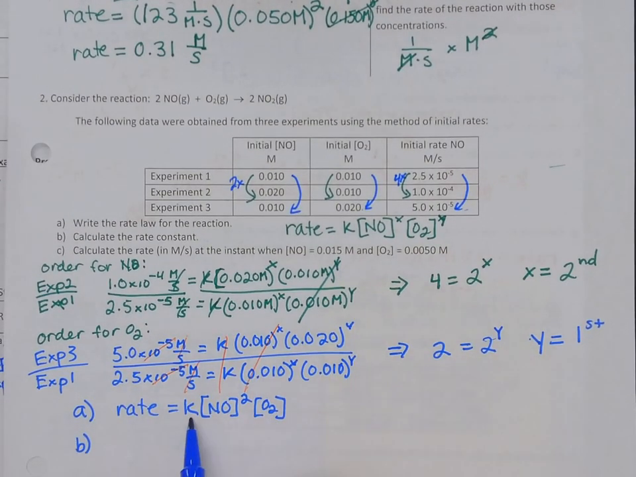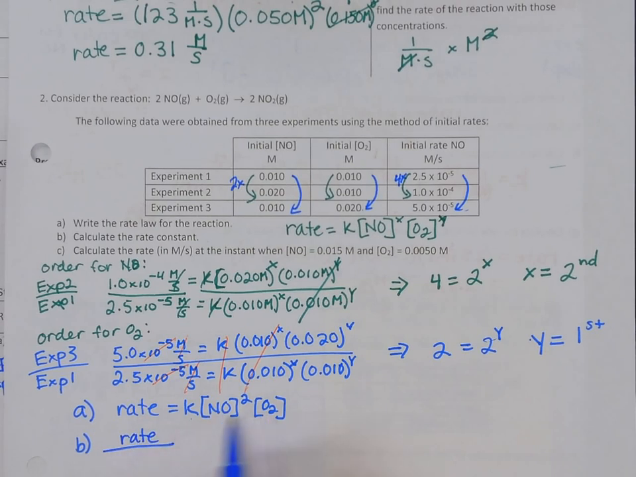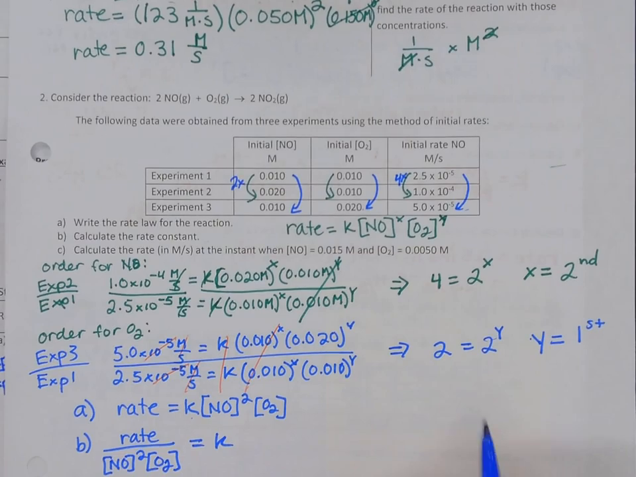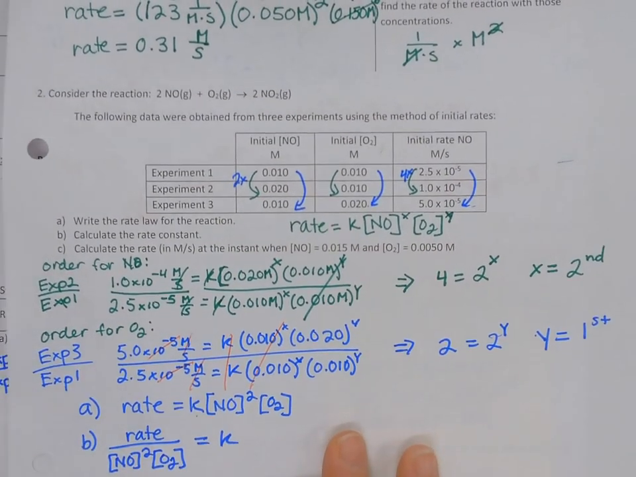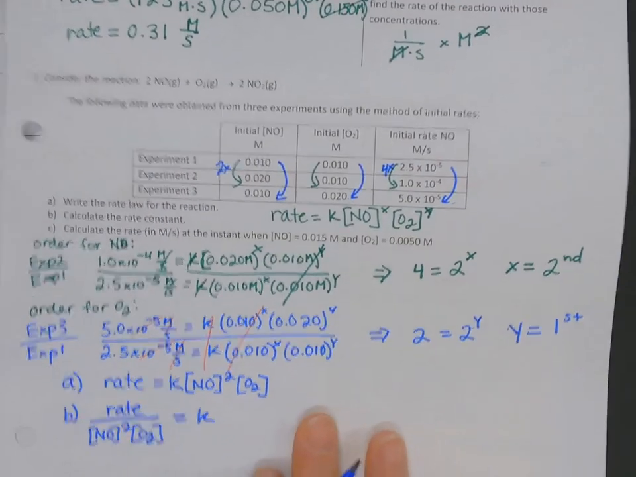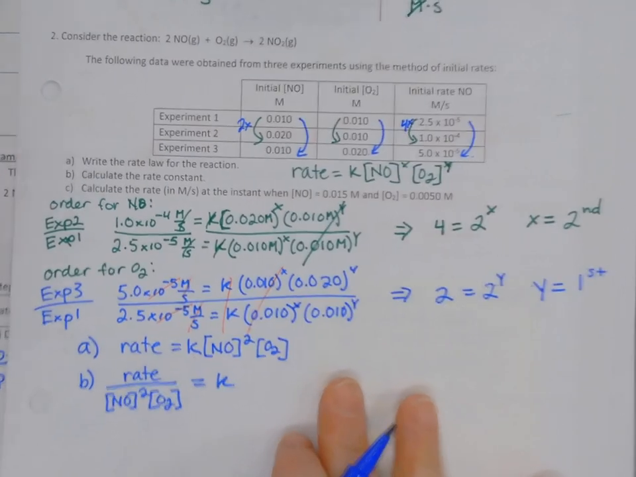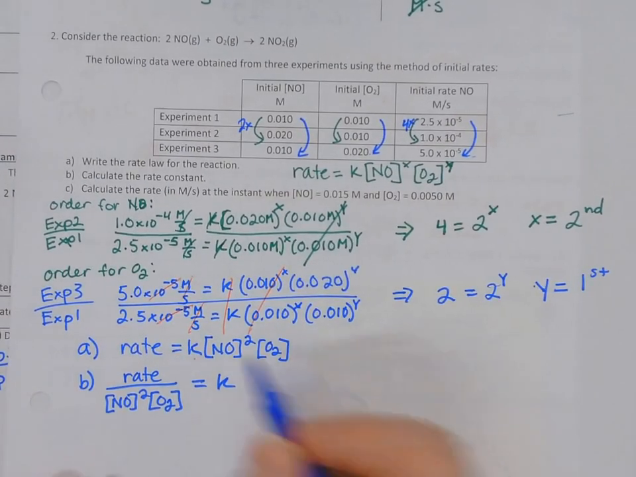All right, for part B, we want to solve for K. So we're going to divide the rate by these two things to get K by itself: NO squared times O2, and that's going to be our K value. So again, we're going to pick an experiment and plug it in. It does not matter which experiment you choose. I'm going to go ahead and just go under here.